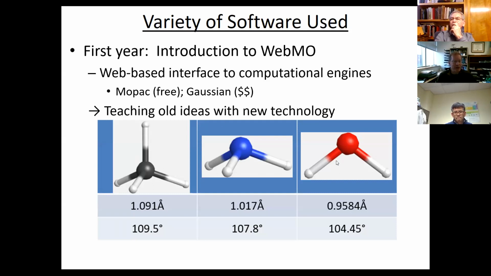At this point in the curriculum, the students know how to draw Lewis structures. So we've got methane, ammonia, and water here. They do some simple semi-empirical calculations, which they can do in real time. These calculations take seconds. So they get the geometry optimized, and they can look at the results very quickly. What they're measuring here are bond distances and also bond angles.